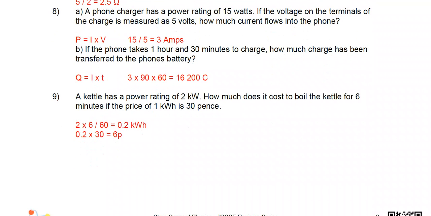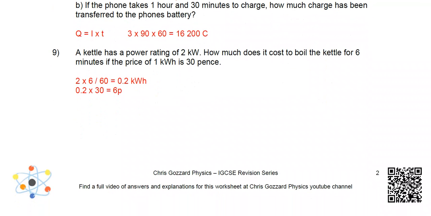And finally, question number 9, a kettle has a power rating of 2 kilowatts, 2,000 watts. How much does it cost to boil the kettle for 6 minutes if the price of 1 kilowatt hour is 30 pence? So firstly, how many kilowatt hours are we dealing with? Well, we've got a device of 2 kilowatts and it's on for 6 minutes out of 60. So 2 times 6 divided by 60 is 0.2 kilowatt hours. 0.2 times 30 is going to give us 6 pence.